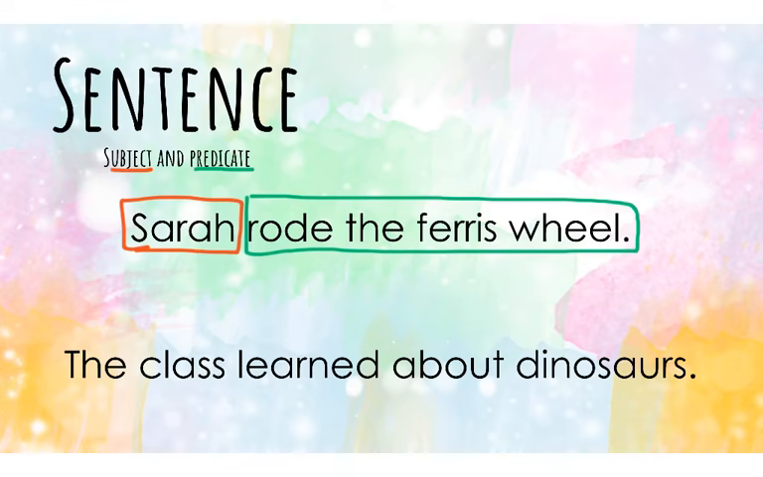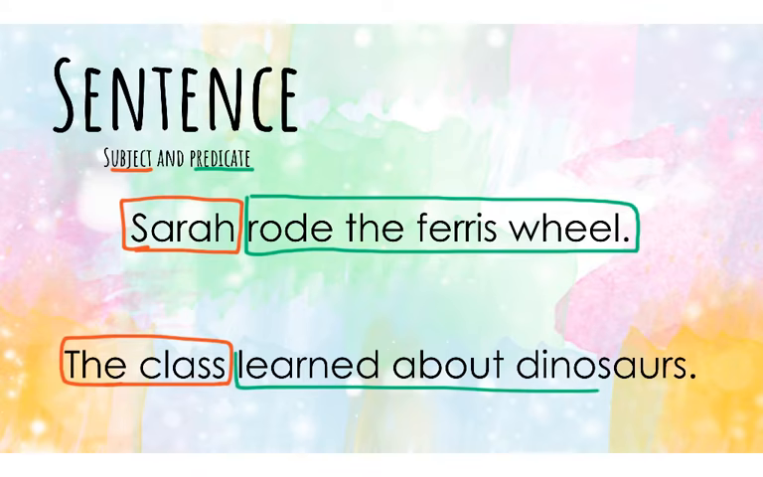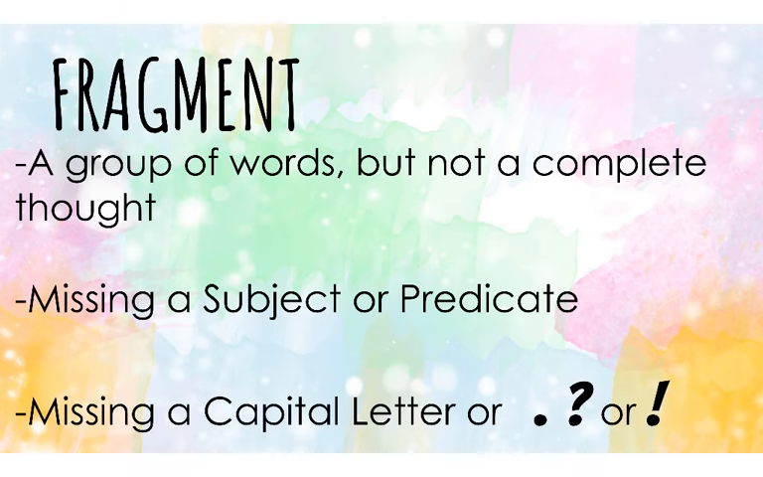Let's try another one. The class learned about dinosaurs. Let's think. How do we find the subject? First, we have to ask ourselves, who or what is this sentence talking about? The who in this sentence is the class. Now to find the predicate, we ask ourselves, what is the class doing? They learned about dinosaurs.